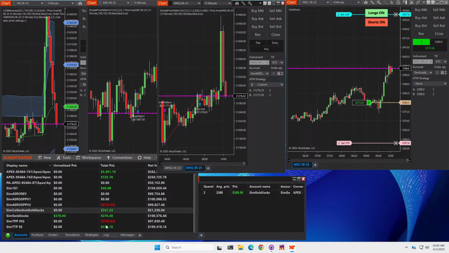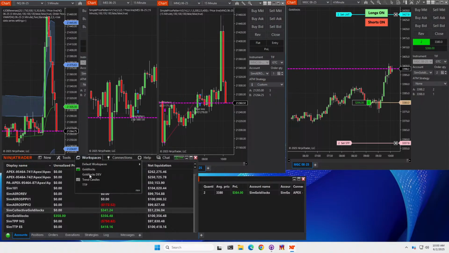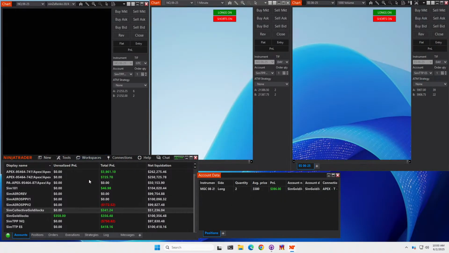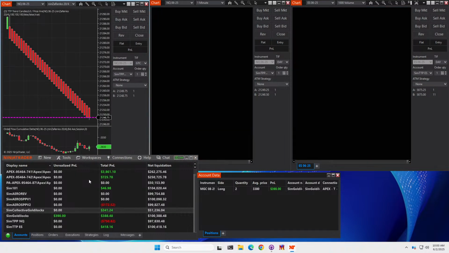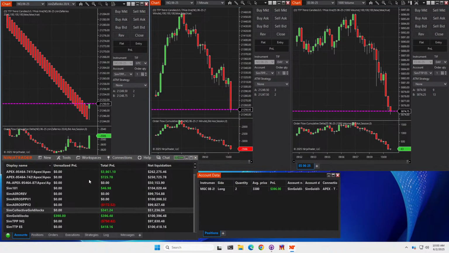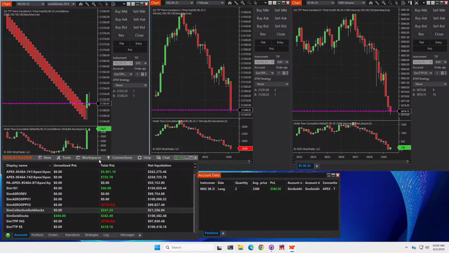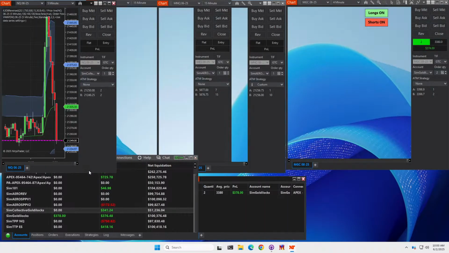Again, the trend candles aren't going to take any more trades, so not much point in showing those at the moment. Yeah, I turned them off because not much point in watching them if they're not going to take any trades, right?